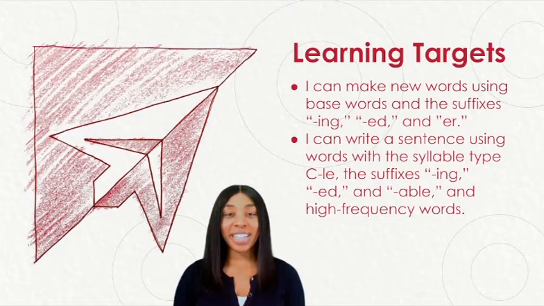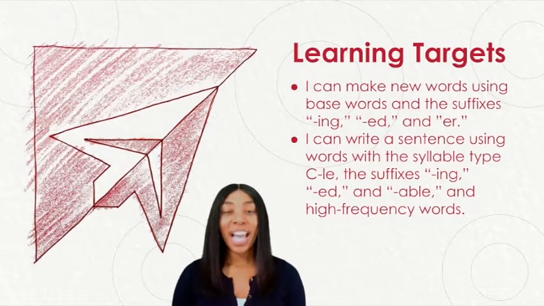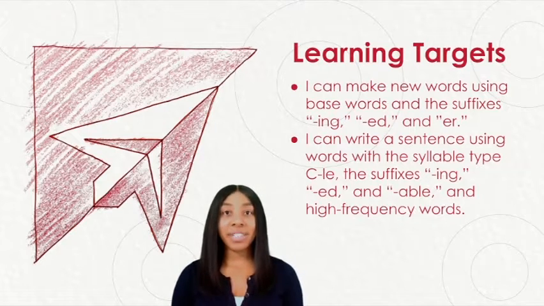The first learning target is, I can make new words using base words and the suffixes ing, ed, and er. Our second learning target is, I can write a sentence using words with the syllable type consonant LE, the suffixes ing, ed, and able, and high frequency words.